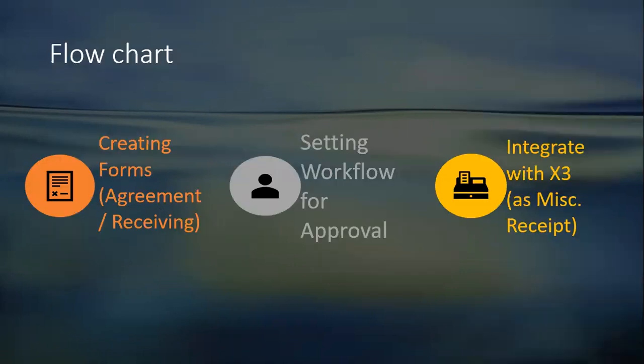All right, so now let me share the whole concept of this demonstration. It's separated into three big modules. Firstly, creating the form using the eBA feature. The forms that we created today are the agreement and the receiving confirmation. Secondly, we will set up the workflow for approval. And last, we will show the integration with Sage X3 as an import for miscellaneous receipt.